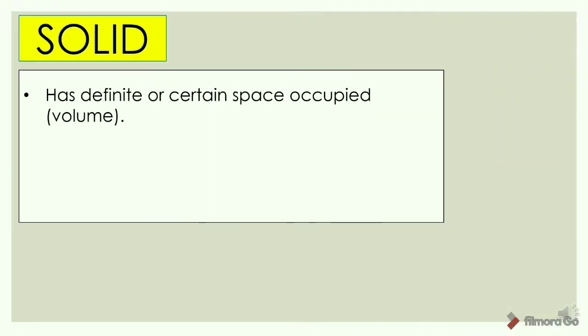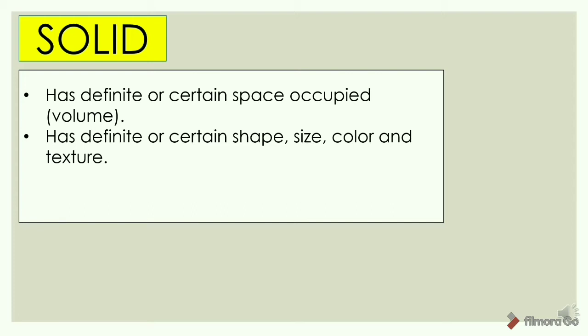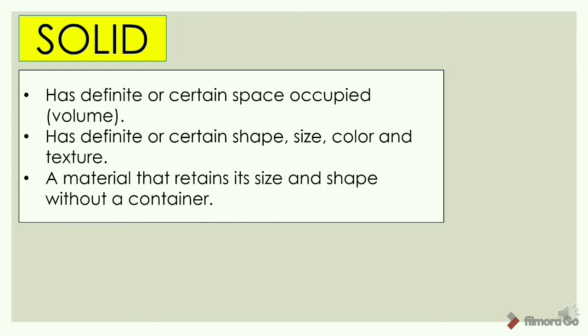The first one is solid. Solid has definite or certain space occupied or what we call the volume. In Filipino, mayroon itong tiyak na espasyong nasasakop na tinatawag nating volume. Its second characteristic is it has definite or certain shape, size, color, and texture. In Tagalog, mayroon din itong tiyak na hugis, laki, kulay, at tekstura. Third characteristic is a solid is a material that retains its size and shape without a container. In Filipino, isa itong material na nananatili sa kanyang laki at hugis ng walang lalagyanan.